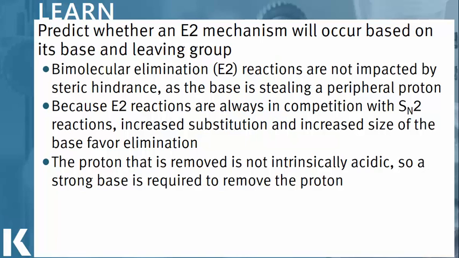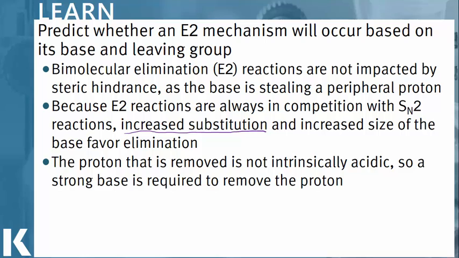First, remember that SN2 reactions and E2 reactions don't truly happen separately. They're always in competition with each other, given that the appropriate substrate and nucleophiles are there. Various factors, though, will shift the reaction to favor one mechanism over the other. So what we're really looking at in this lesson is what factors will push the reaction to favor an E2 mechanism. Well, the first factor is substitution.